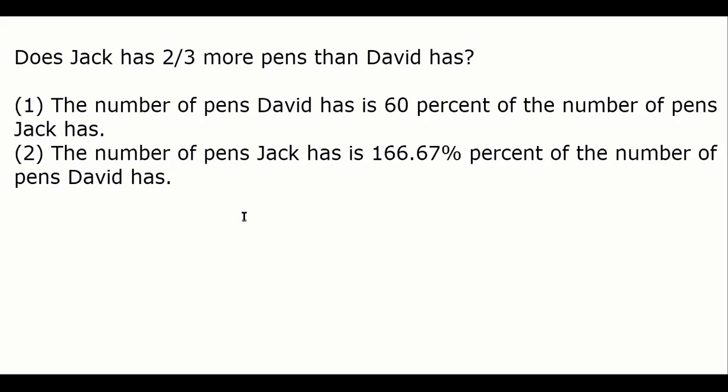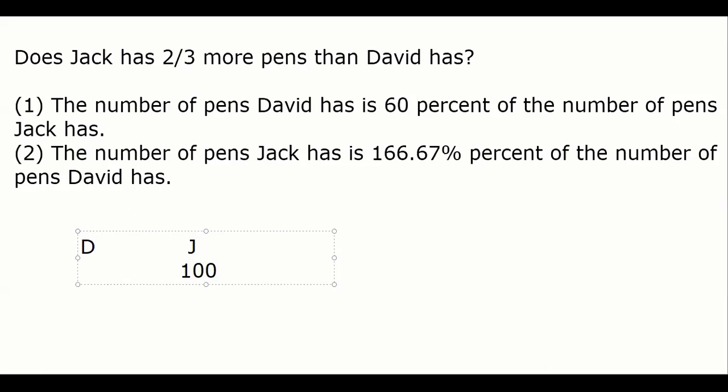Not sufficient, sir. Explain why. Number of pens, sir. How much Jack had, we don't know that. So, see Dhanu, the number of pens David has is 60% of the number of pens Jack has. Let's write David here, let's write Jack here. Suppose Jack has 100. So, how much will David have?